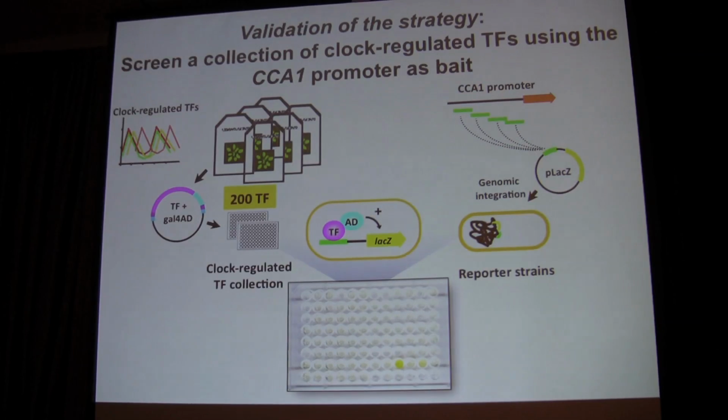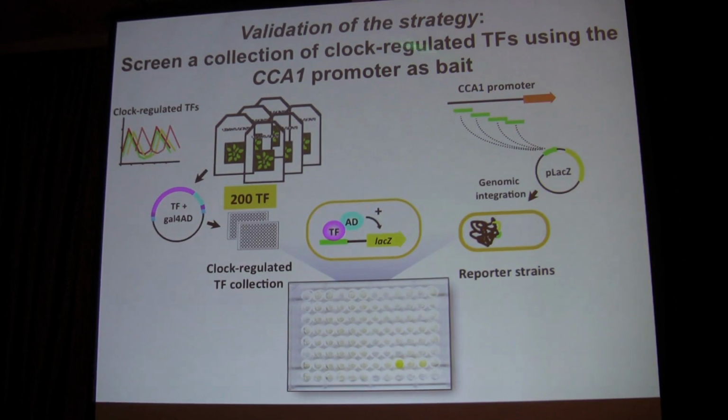The rationale behind this is that the expression of most clock components is regulated by the circadian clock. So if we wanted to identify transcription factors that are part of the clock network, very likely these transcription factors would be regulated by the circadian clock.